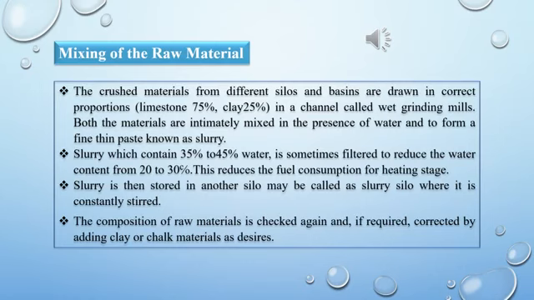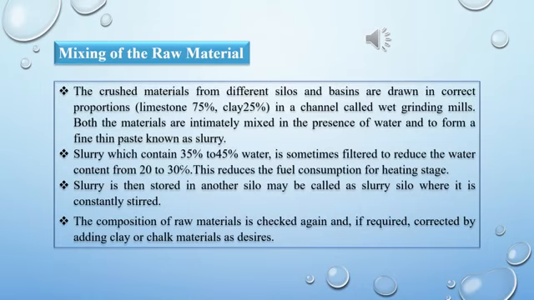Students, in these 4 points, he explained how raw material is converted into slurry. And that slurry may contain 35 to 45% of water. If it contains 35 to 45% of water, then there will be more consumption of fuel for the heating. So, to overcome this cost, we filter the slurry to reduce the water content in slurry, which also reduces the use of fuel for the heating purpose.